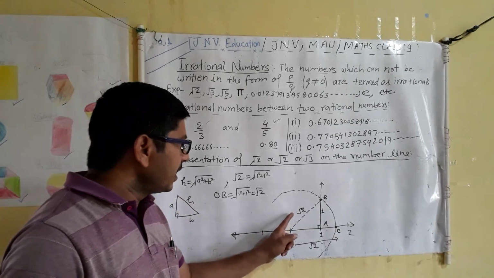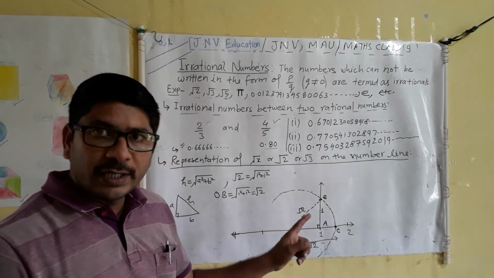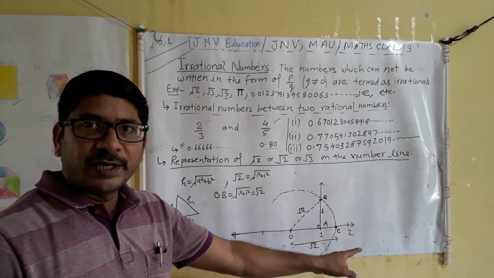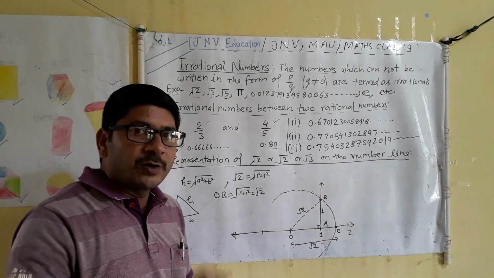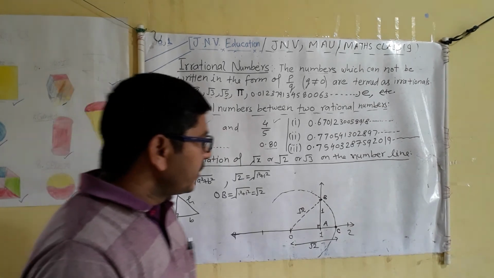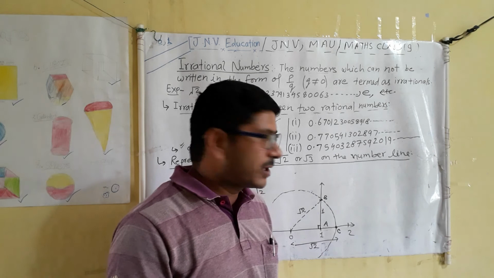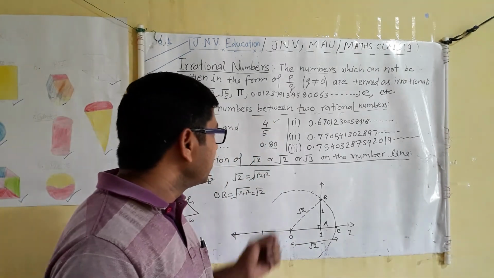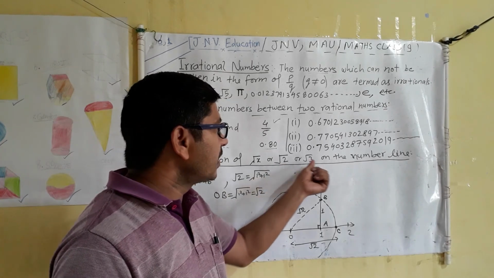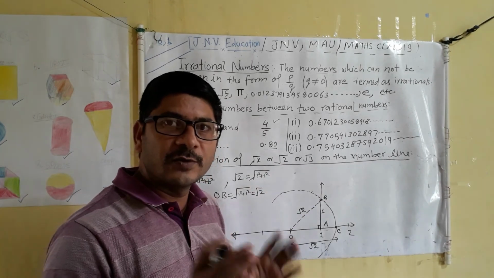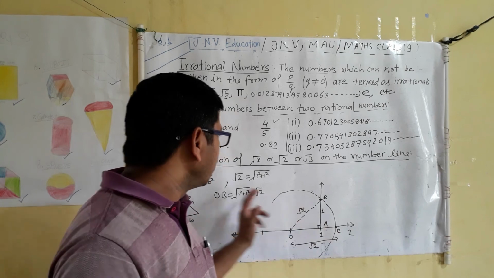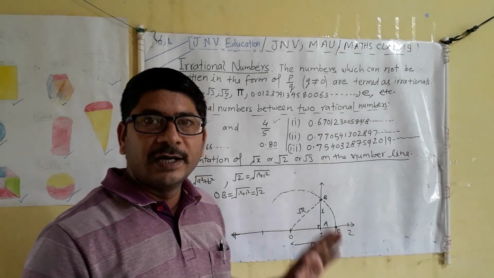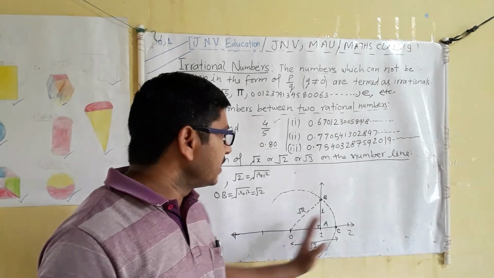In the same way, you have to represent square root 3 and also square root 5 on the number line. You can take help from your textbook and learn how we can represent square root 2, square root 3, square root 5, square root 7 on the number line with the help of the Pythagoras property. And this is the representation of an irrational number on the number line.